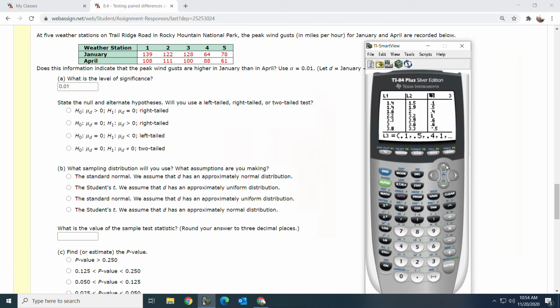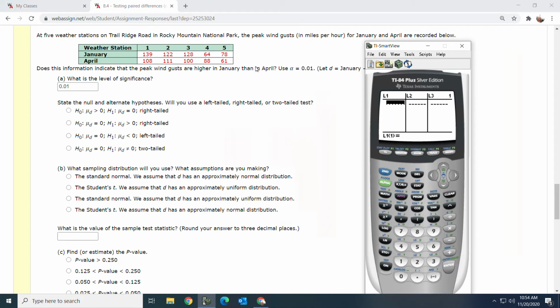We're going to clear these columns out. Remember, highlight the column, clear, enter. You can do them one at a time. It's probably just as fast to do them one at a time. There is a mass erase or clear feature.